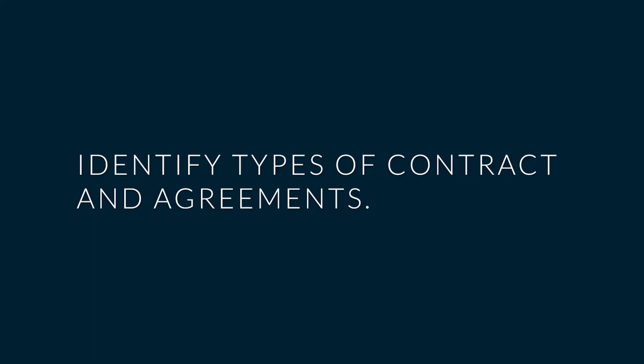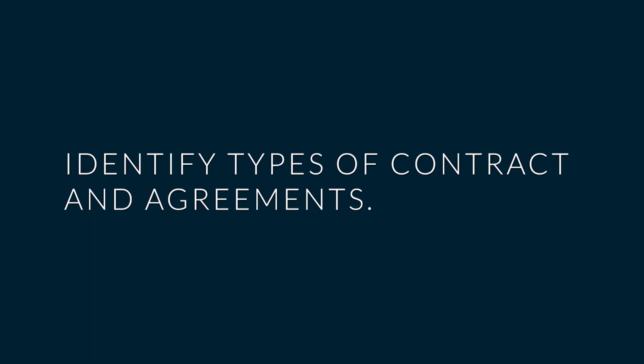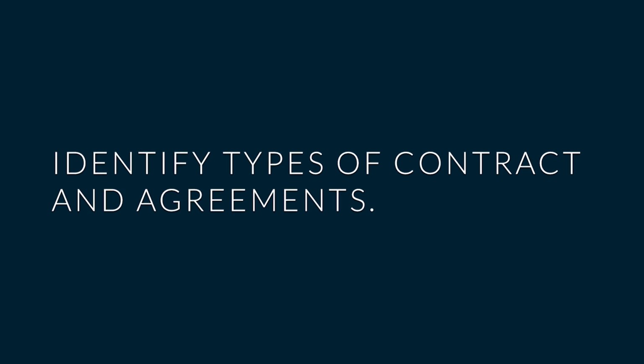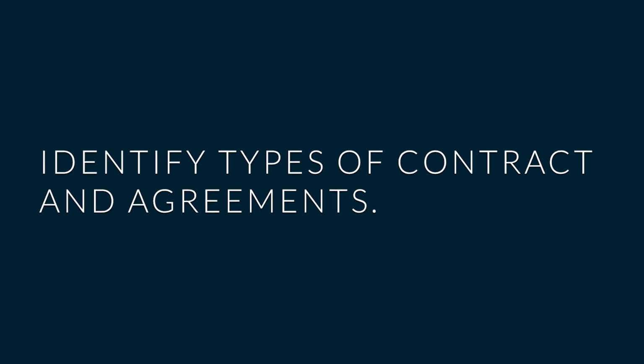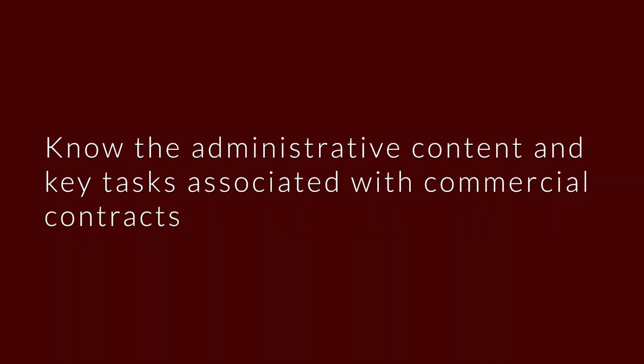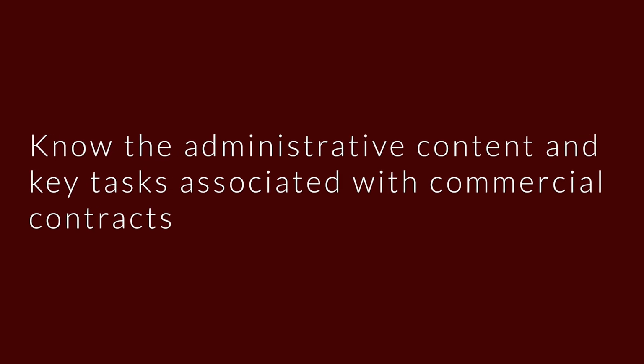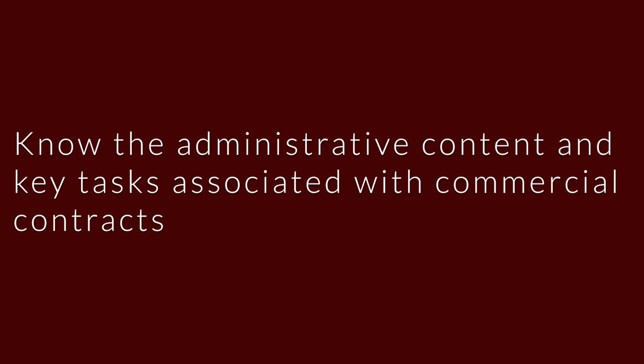Now let's continue. As I said, in this revision series, our focus is for you to be able to identify types of contracts and agreements. And again, that is the first learning outcome, assessment criteria 1 in learning outcome 1. So then the question is, what exactly is learning outcome 1? The first learning outcome in your L3M3 requires you to know the administrative content and key tasks associated with commercial contracts.